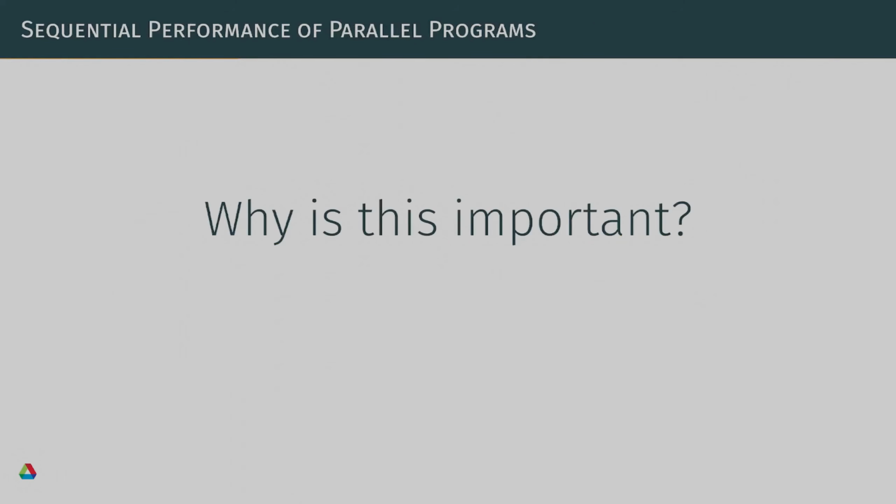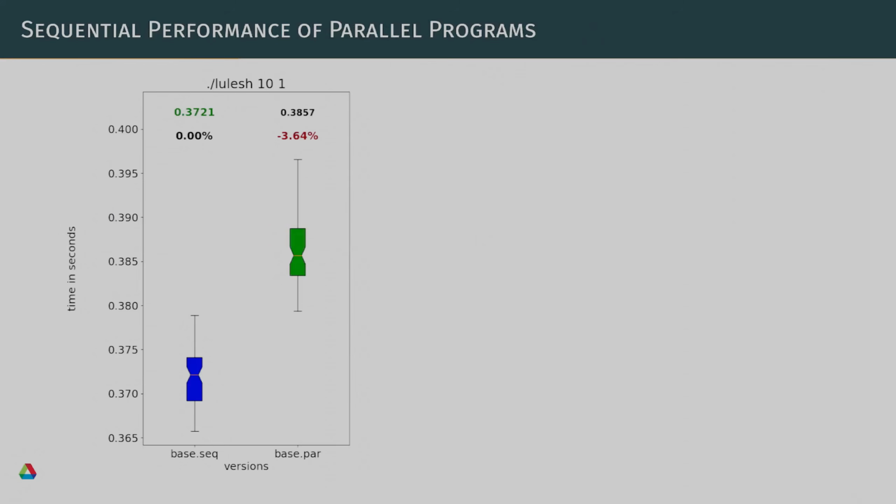Now, you could ask, why is this important? I mean, replacing a Y with a 7, that doesn't seem to be that big of a deal, right? So we did some experiments 2 years ago where we run a couple of benchmarks in 2 configurations. The base sequential version is just the benchmark without any OpenMP. It runs a single-threaded program, and we measure the time.